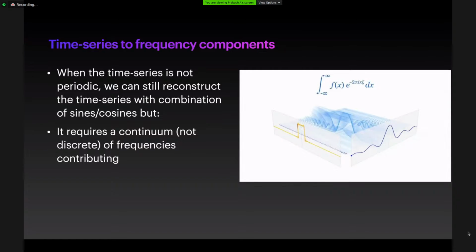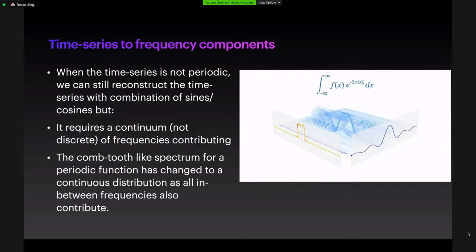The only difference, okay, before that, in a Fourier series, we saw that you have a honeycomb-like structure where you have discrete contributions from discretely spaced frequencies. Here you have a continuum distribution. This is for non-periodic functions.